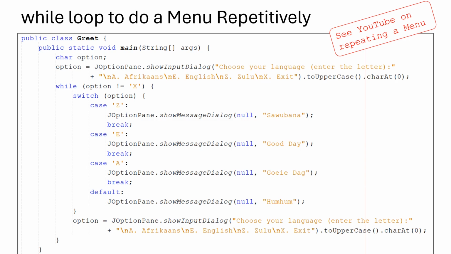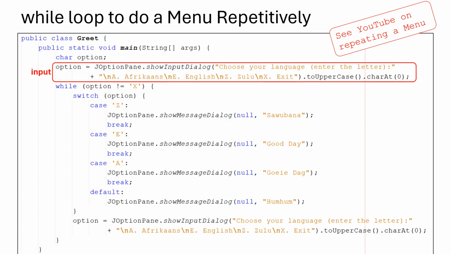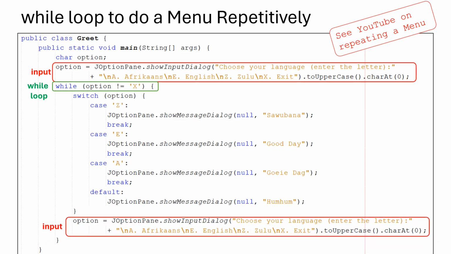A while loop to do a menu repetitively. I've also got the YouTube on that, which you can go and look at in more detail. Basically, we input a selection at the top. The user must input what language they want. We've then got a while loop. While the option is not equal to X, we are going to do that big switch case and greeting the user in the language he's chosen. At the bottom of the while loop, before the curly bracket of the while loop closes, we input the next language once, and the loop will keep repeating because that little green circle is showing, or square shows, the end of the while loop.